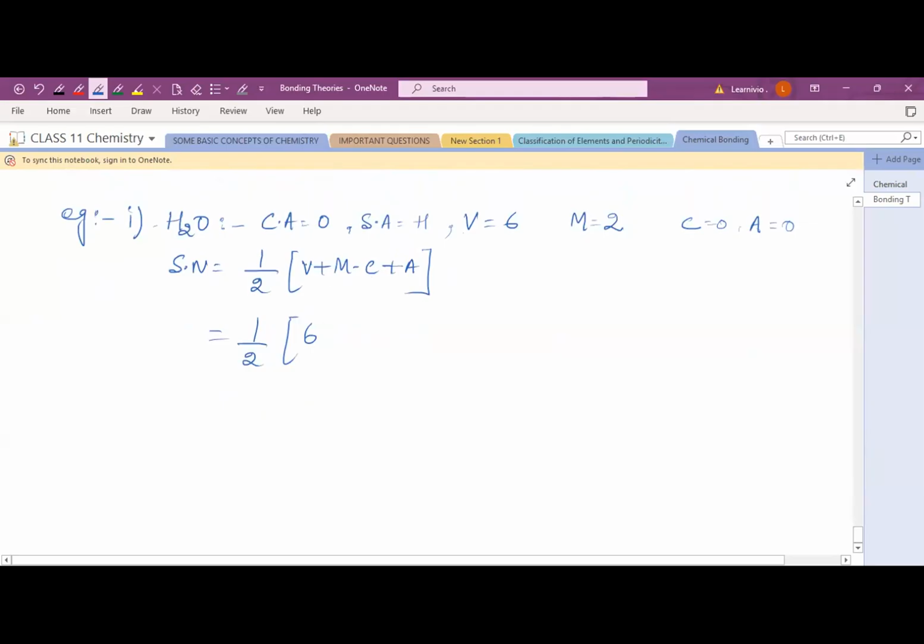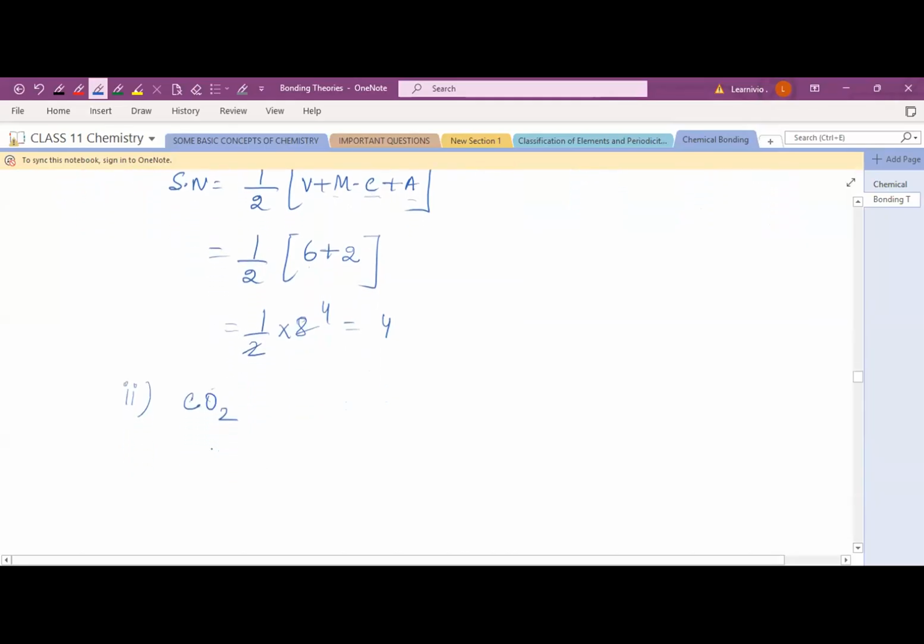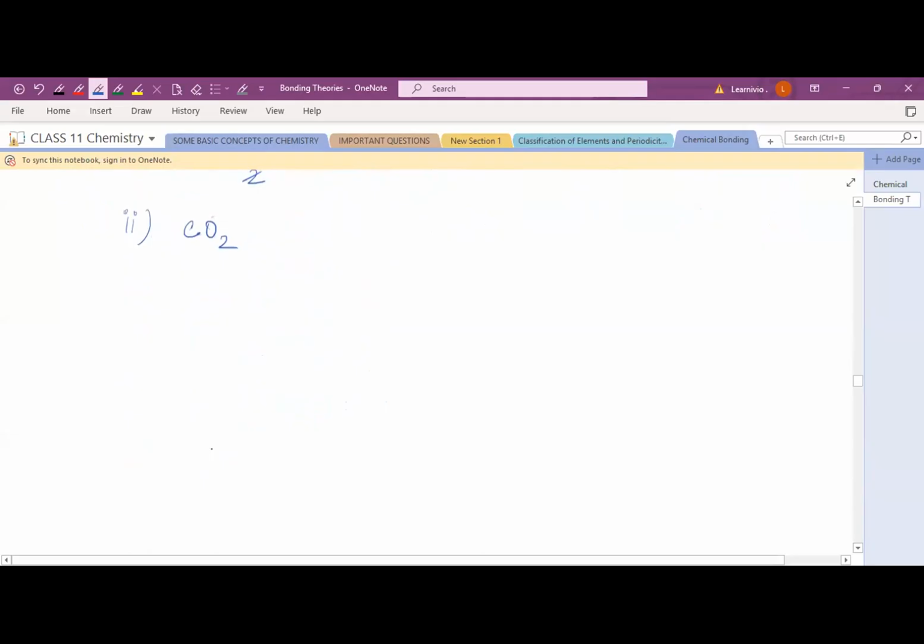Substitute the value. V is 6 plus M is 2. And these are 0, 0, so no need to substitute that. So 1 upon 2 multiplied by 6 plus 2 is 8. So 8 upon 2, it will give you 4. What is the steric number of H2O? The steric number of oxygen in water is 4. Is it clear? Second, let's discuss carbon dioxide. Okay. So again, which one is the central atom, Aisha? Carbon or oxygen?